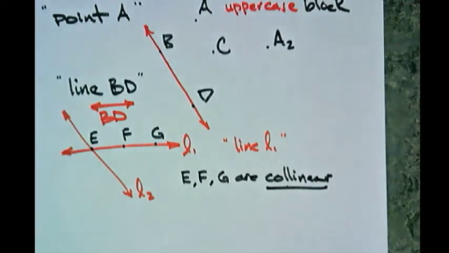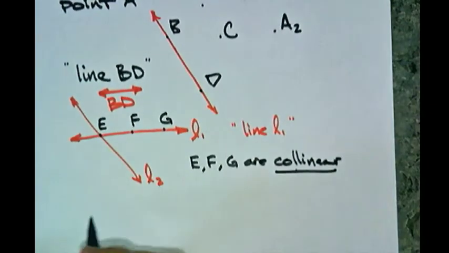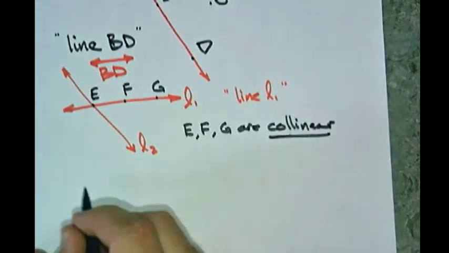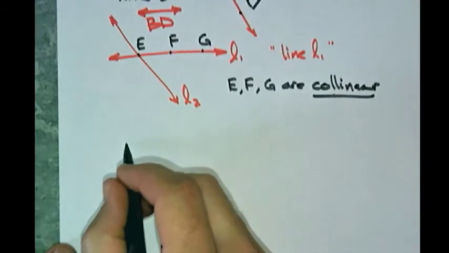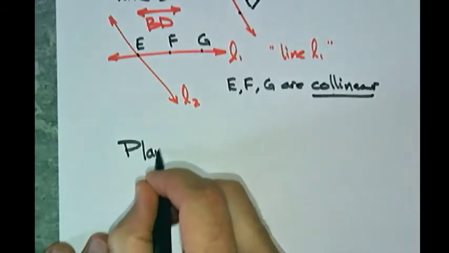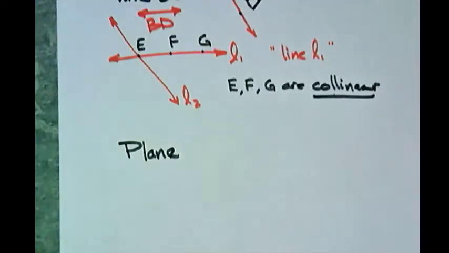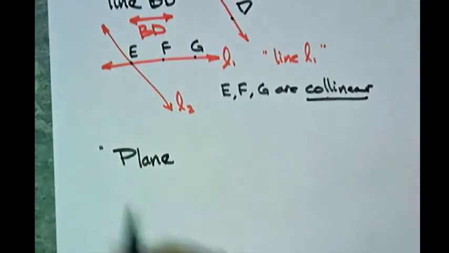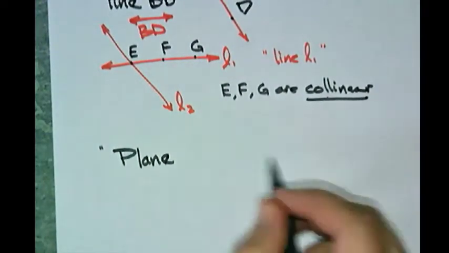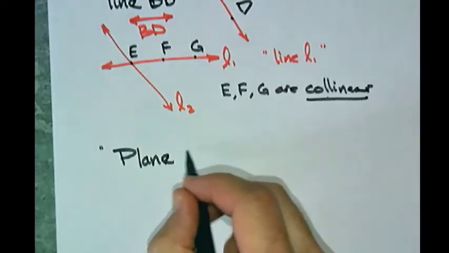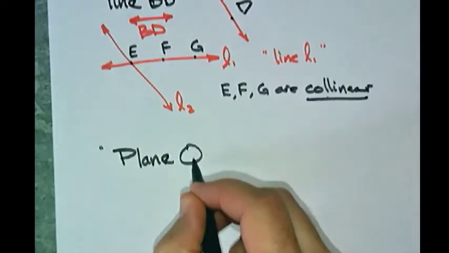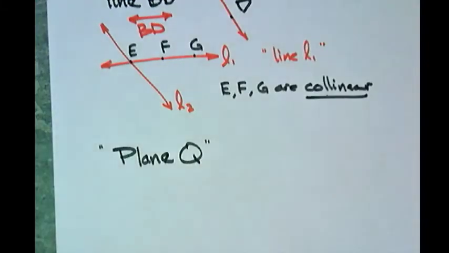All right, now I'm going to take a bunch of lines and put them together, going in infinite directions in all the different ways. And of course, I'm going to make the third undefined term, and that's called a plane. So, of course, we have a name. If I call it a plane, what letter should I use? We'll just do plane Q. That's the English.